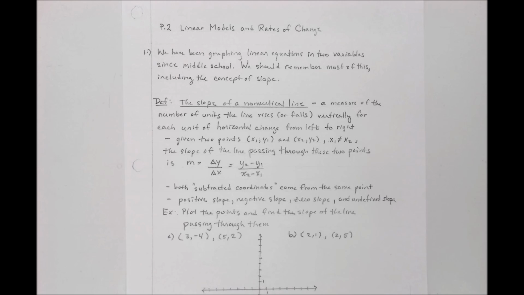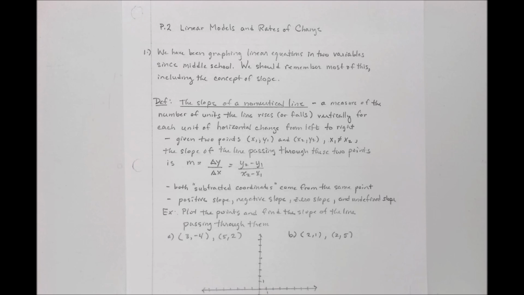Anyway, when we're graphing lines and linear equations in two variables, we did a little bit of that in section 1, but we go all the way back to middle school, most likely, that we first started graphing lines. And one of the main concepts of graphing lines, of course, is how the line is slanted, or the idea of slope. And I have a definition here that the slope of a non-vertical line is the measure of the number of units that the line rises or falls vertically for each unit of horizontal change from left to right. And you probably remember it as rise over run.